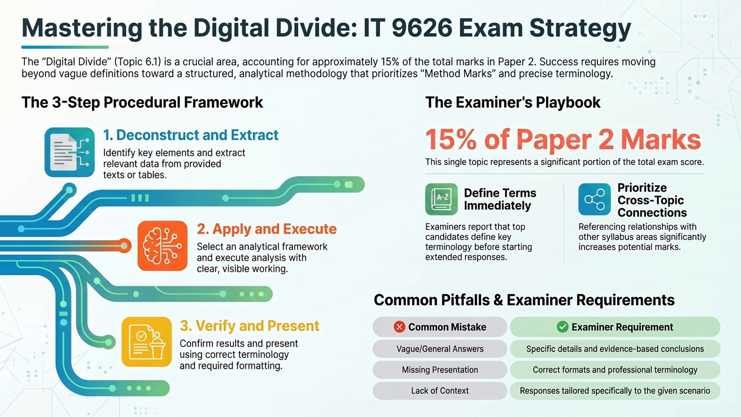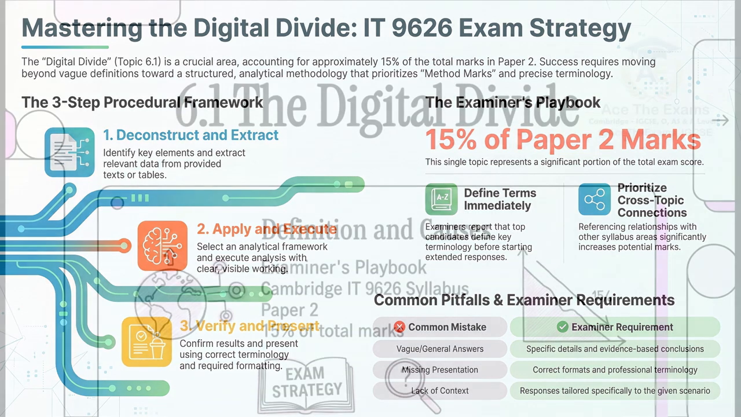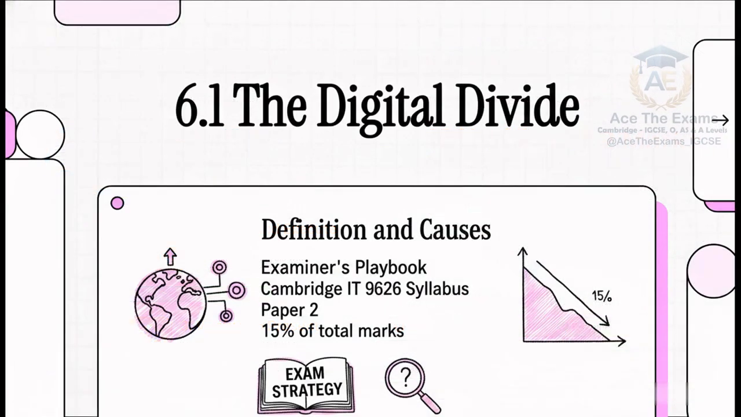Welcome back, focused learners. Today on The Explainer, we're diving deep into the strategic mechanics of a highly specific, totally high-stakes topic. We are literally cracking open the examiner's playbook for the Cambridge Information Technology 9626 syllabus, and we're specifically targeting Section 6.1. That's the digital divide, its definition, and its causes.